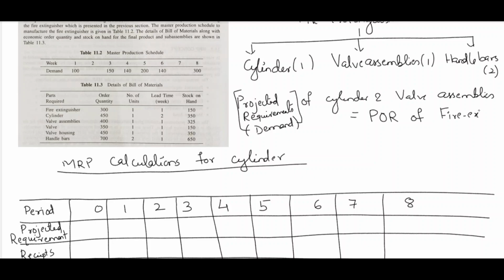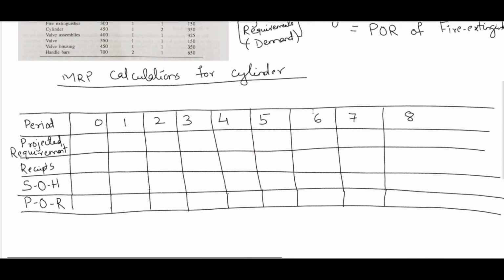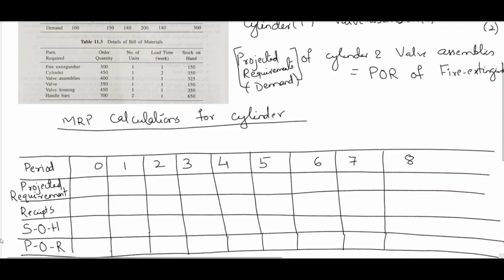I have told in the previous video also, because these subparts depend upon the planned order release of the fire extinguisher. These are the dependent items. So what is the demand? Projected requirement is known as the demand. So the demand for cylinder, this MRP calculation we are doing for cylinder, is equal to the POR of the fire extinguisher. So we have to go to the previous problem. What was the planned order release of the fire extinguisher?